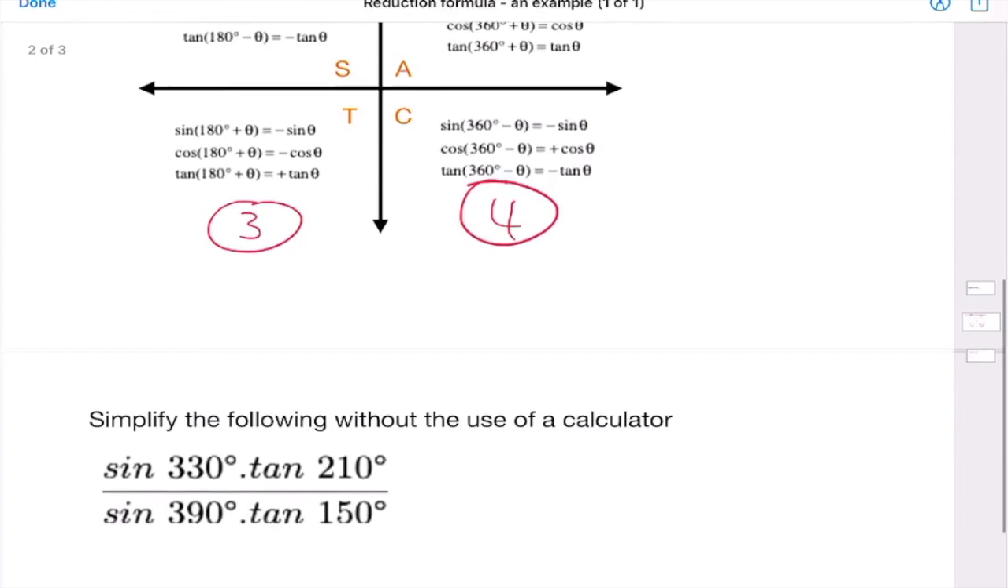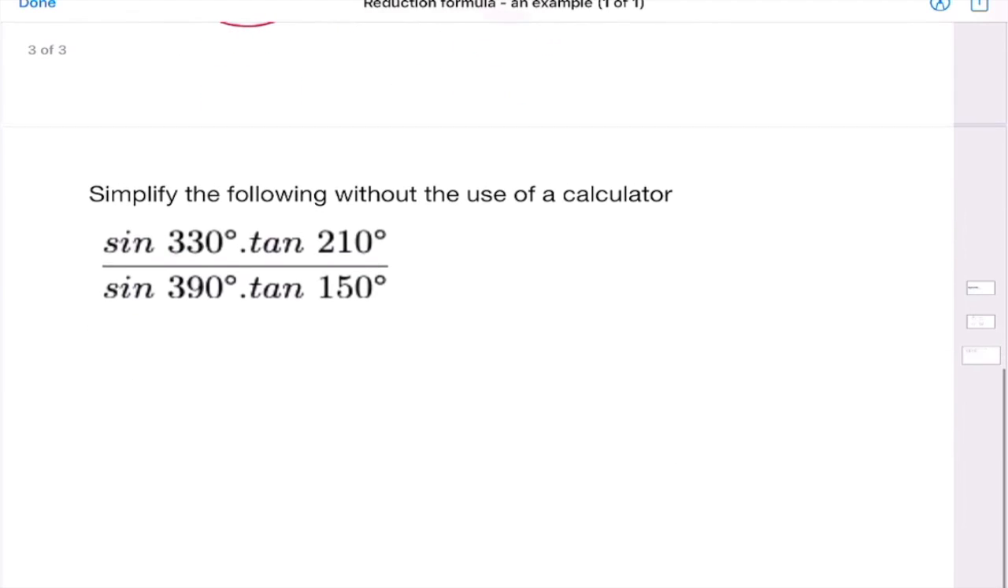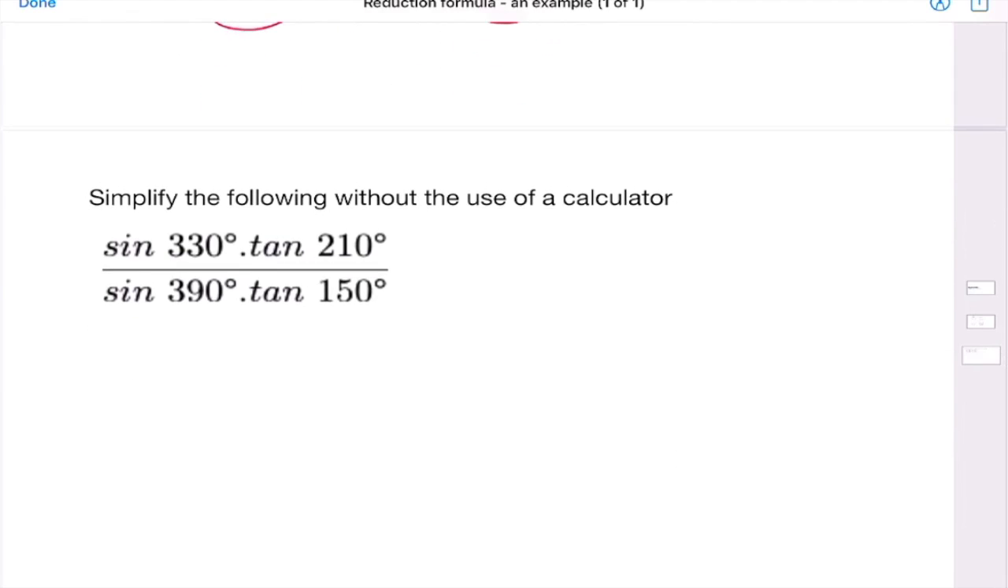Let's look at an example where we can use the reduction formulae. We need to simplify this expression: sine of 330 degrees multiplied by tan of 210 degrees, divided by sine 390 degrees multiplied by tan 150 degrees. And we should do this without the use of a calculator.